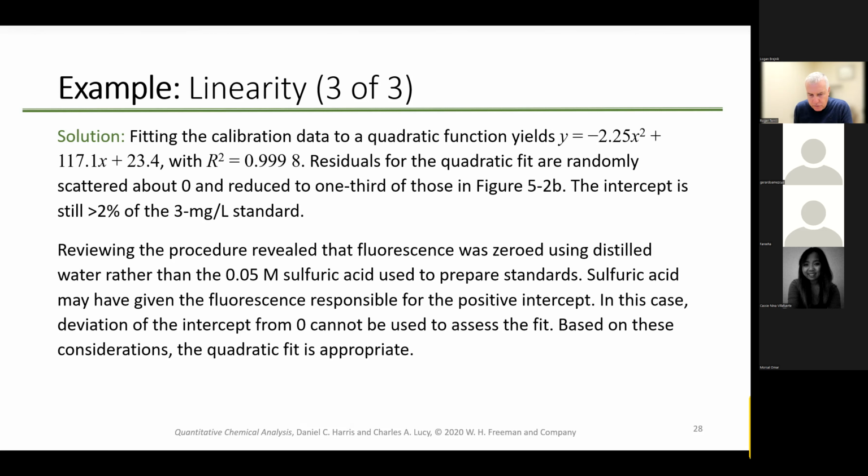And so if we think about it, in this case, the fluorescence was zeroed using distilled water instead of sulfuric acid. And, you know, it's possible that the sulfate or the sulfuric acid could have given the fluorescent signal.